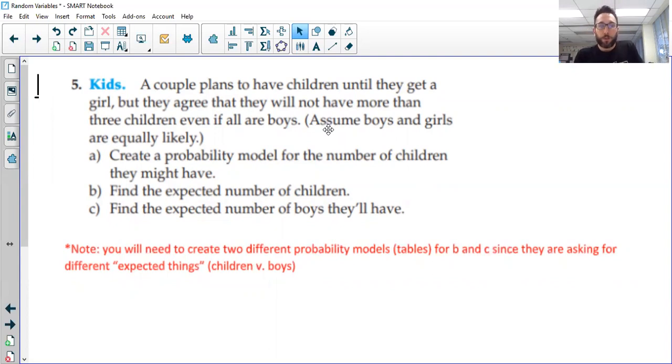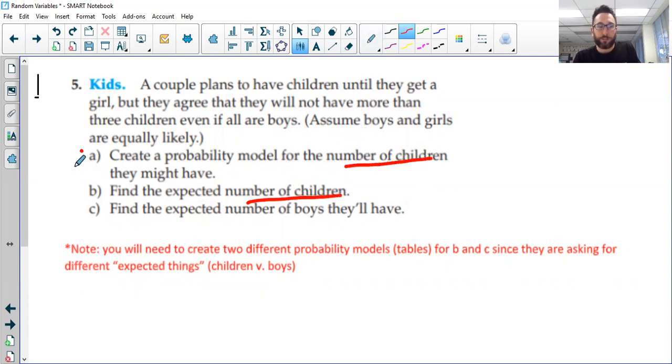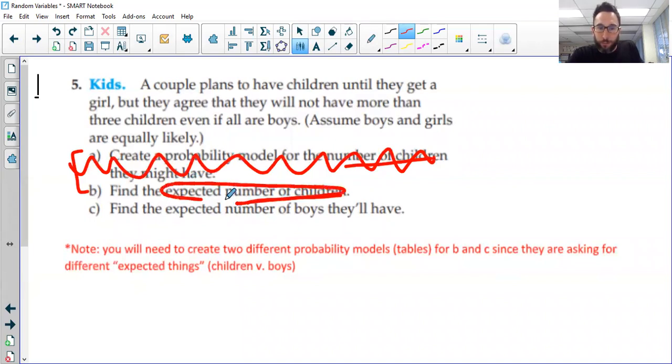So question A here, we want to create a probability model for the number of children that they might have. And then B, we're going to find the expected number of children. So A and B kind of go together here. Really on the exam, it might just be this part B, but the fact that it asks me for the expected number of children tells me I need the expected value. And anytime I need the expected value, that means I want to create a probability model.